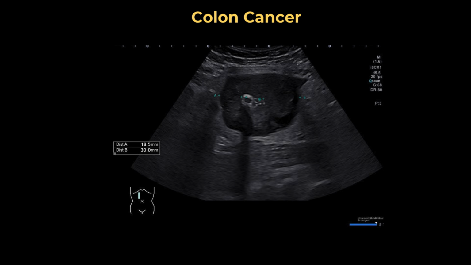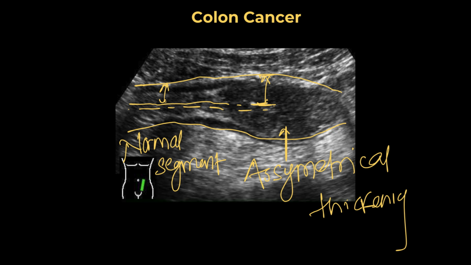Patients often present with long-term symptoms. These include change in bowel habits, weight loss, or iron deficiency anemia. On ultrasound, a key clue is segmental wall thickening and loss of normal gut signature. Wall thickness is markedly increased. It's often more than 10 to 15 millimeters. The thickening is irregular and usually eccentric, meaning one side is thicker than the other.